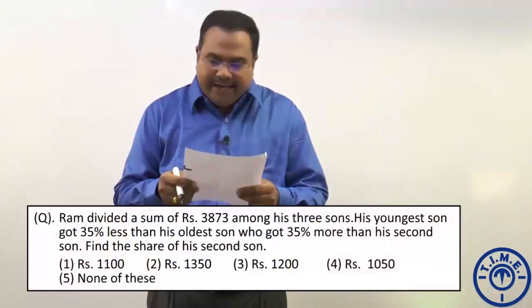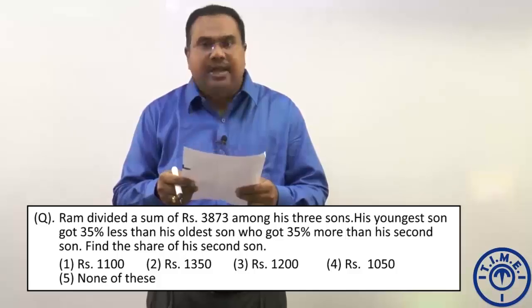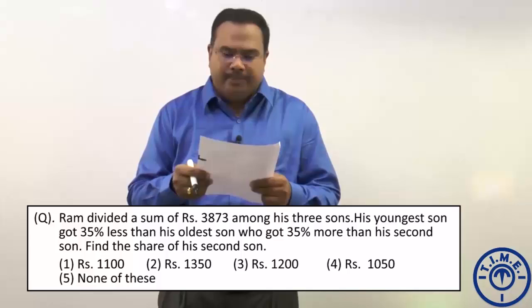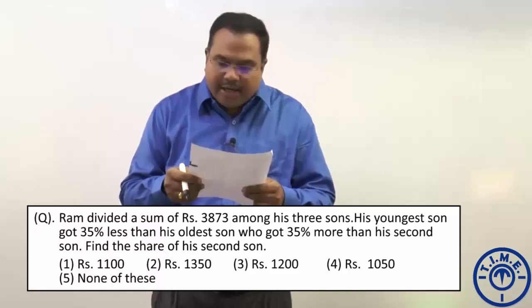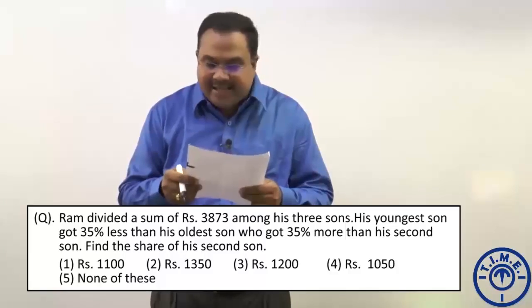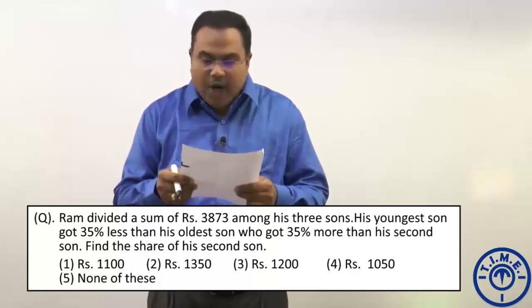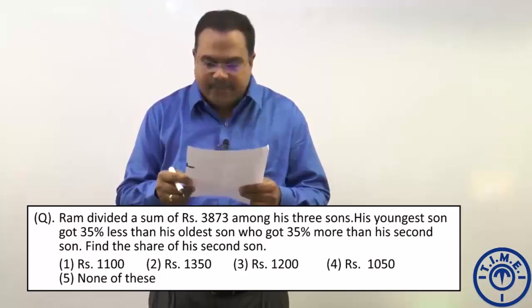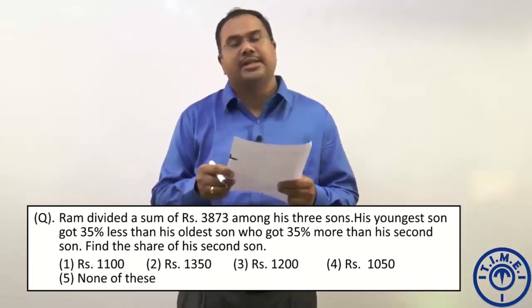Let us take the next example. Ram divided a sum of rupees 3,873 among his 3 sons. His youngest son got 35% less than his oldest son, who got 35% more than his second son. Find the share of the second son.